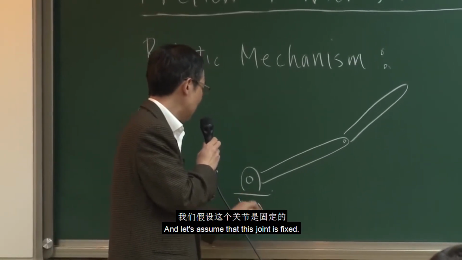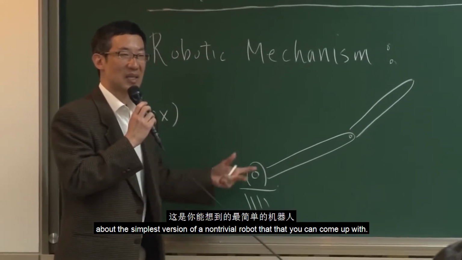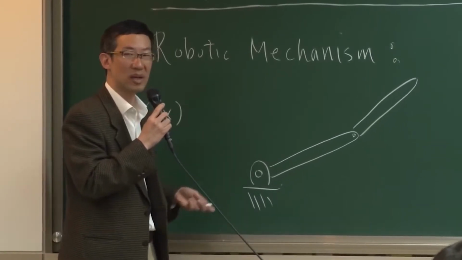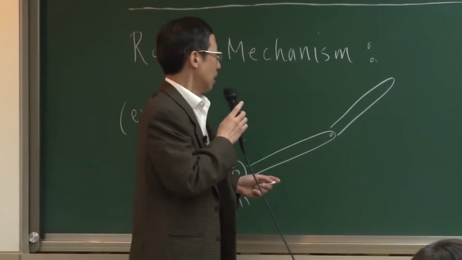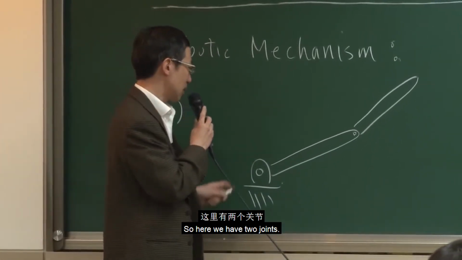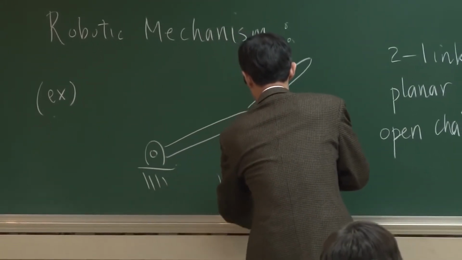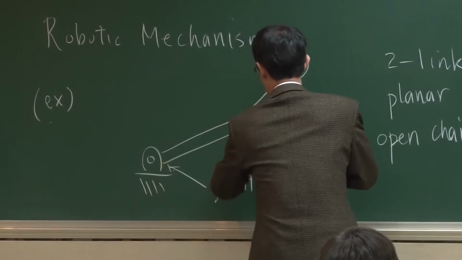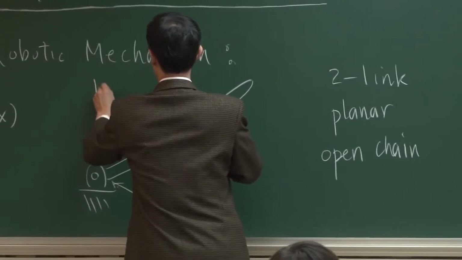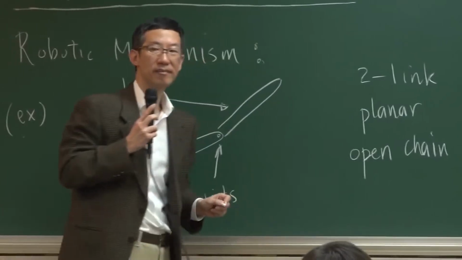And let's assume that this joint is fixed to ground. Okay? So this is, as I said, about the simplest version of a non-trivial robot that you can come up with. So how does this work? Well, a typical robot consists of joints. So here we have two joints. Here's joint 1, joint 2. Okay? And as I said, we have links. Here's link 1, link 2.